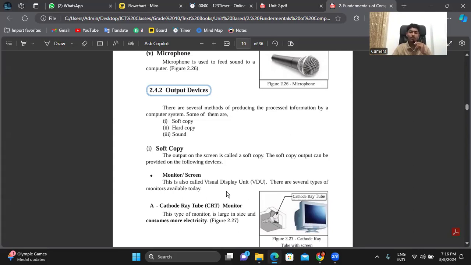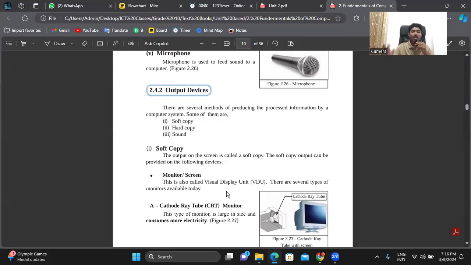Output devices are the devices that are used to take the output from the system. Output devices are of three types: soft copy, hard copy, and sound. First of all, soft copy. Soft copy means output on the screen is simply called soft copy. Can you argue that you can touch the screen, so it's a hard copy as well? No, that's not how it works.